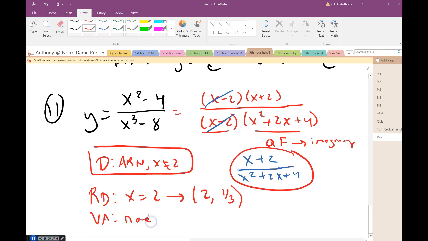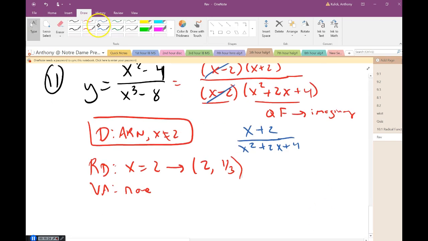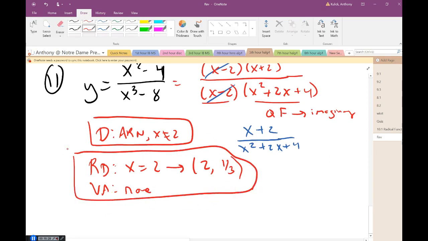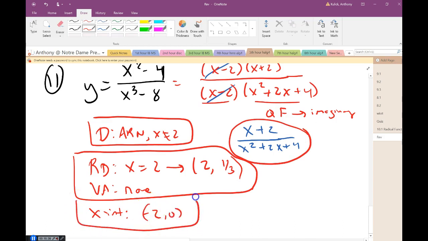And there are no vertical asymptotes because this part has only imaginary solutions to it, right? Same reason why it didn't contribute to the domain at all. So the x-intercepts, I look only at the reduced version. That's negative 2, 0.